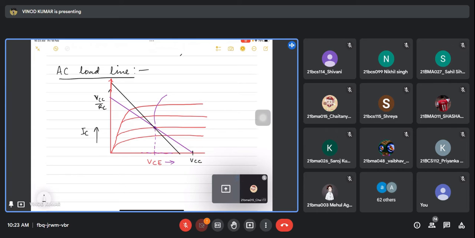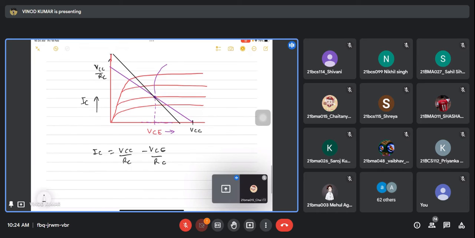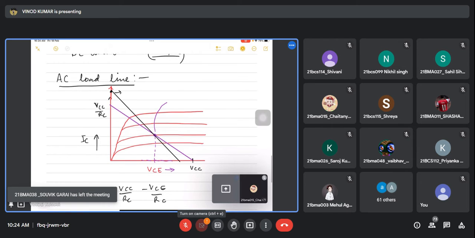Now it is fine. So this point is VCE, this is IC. IC is equal to VCC by RC minus VCE by RC, or VCC by RC is equal to IC plus VCE by RC. This point is nothing but ICQ plus VCEQ by RAC.